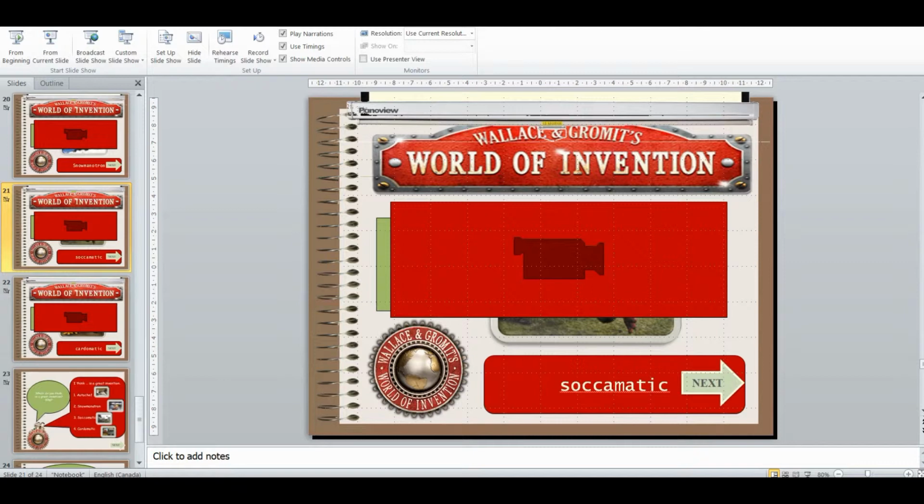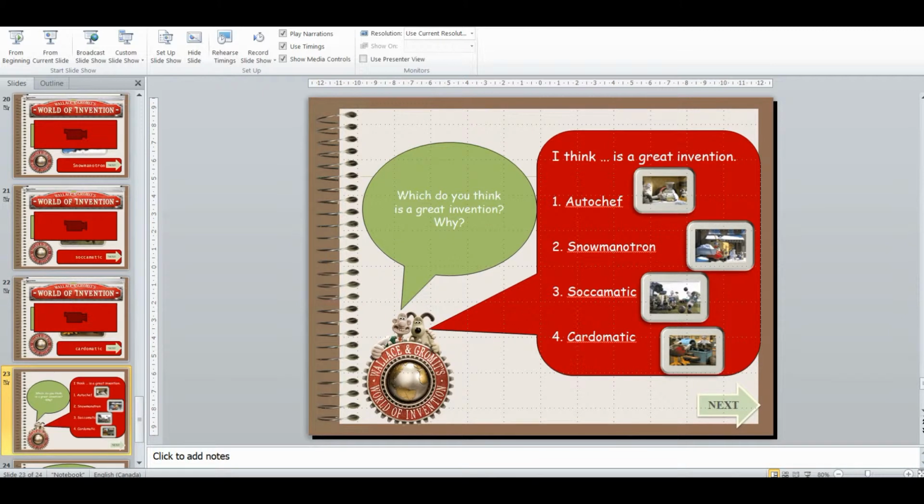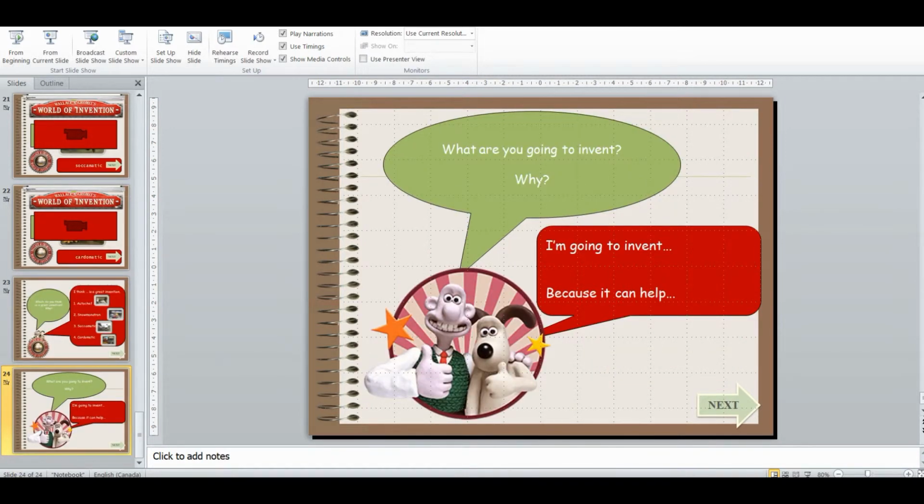So it can blah blah blah. And then at the end of this I ask them to get into groups and think about which is a great invention and why, and we all take a vote on which is the best invention out of all of them. And at this point, to finish off the class, I put them into groups, and we get them to come up with ideas of what they are going to invent, why they're going to invent it, what it can help, what it can do, and how it can benefit society.